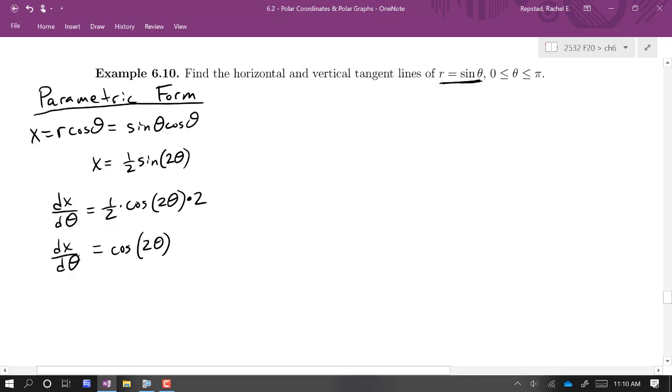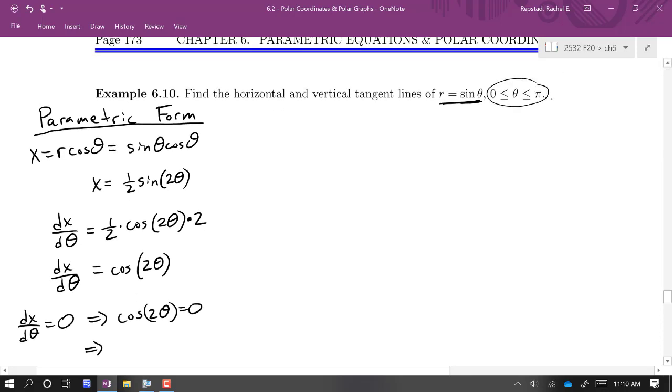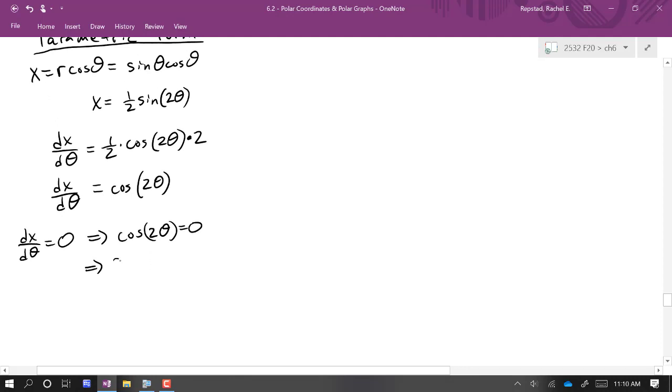Now we wanted to find the horizontal and vertical tangent lines. So vertical tangent lines come from where dx/dθ is 0. And so I'm just going to set this equal to 0 to start getting solutions there, or at least candidates for solutions. So cosine 2θ is 0. We're letting θ range from 0 to π, so I've got to let 2θ range from 0 to 2π. Cosine is 0 at the top and the bottom of the circle, so that would be π/2, 3π/2, and that means that θ is π/4, 3π/4. Okay, so those are candidates for where we have vertical tangents.